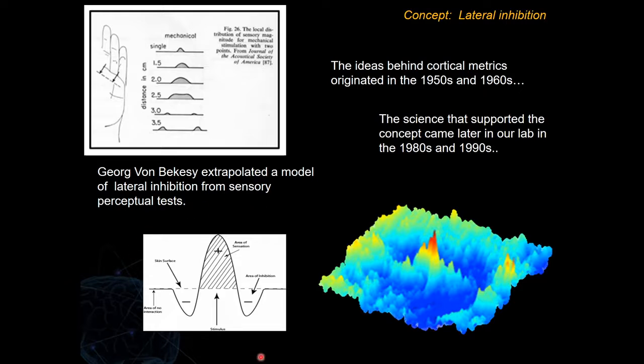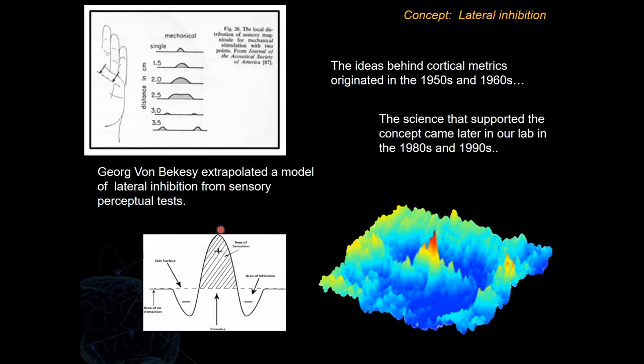So basically what von Békésy did with a series of sensory experiments, with the sense of touch or the sense of hearing or the sense of vision, and actually he also did some taste experiments and smell experiments, but they all pointed to this concept of lateral inhibition. And he did that all from sensory experimentation.